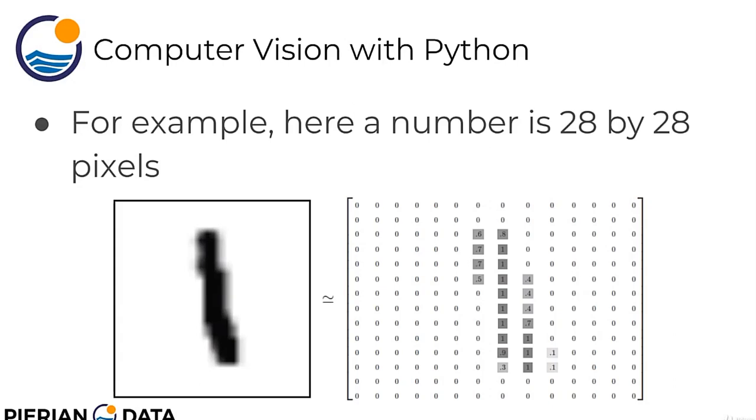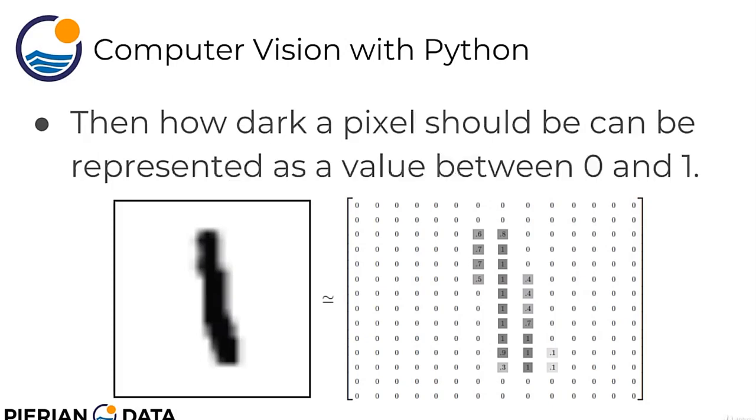You'll also notice that the image on the left is grayscale, meaning it's only black or white or some shade of gray, and it's being represented as an array with values ranging from 0 to 1. So how dark a pixel should be can be represented as those values between 0 and 1. Here we have a number 1 as the handwritten digit, and where it's darkest, it's represented as a 1, and where it's completely white, it's represented as 0.